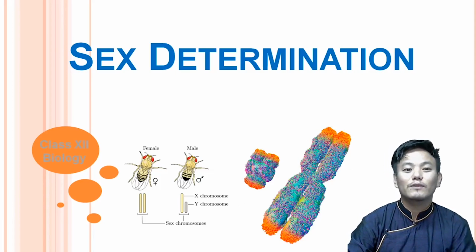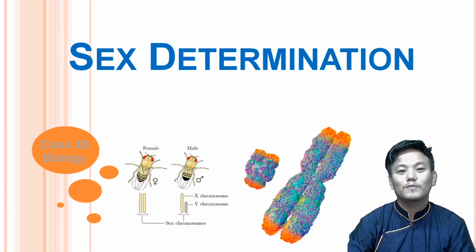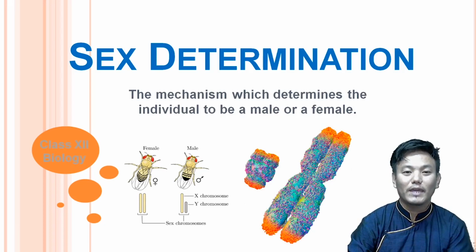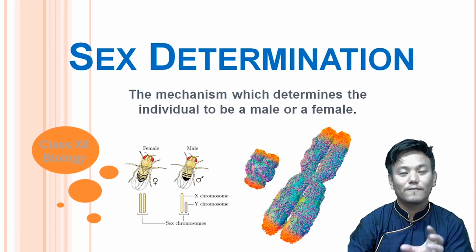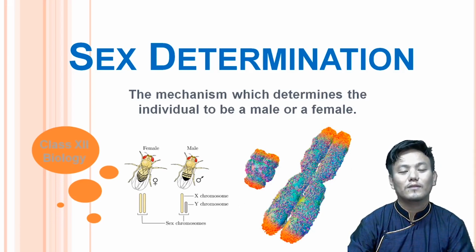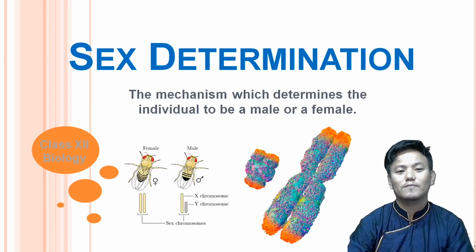In this video, we are going to discuss sex determination. What is sex determination? The mechanism which determines the individual to be a male or a female is called the sex determination mechanism. Whether an individual is going to be a male or a female, the factors or the mechanism which determines that particular thing is called the sex determination mechanism.